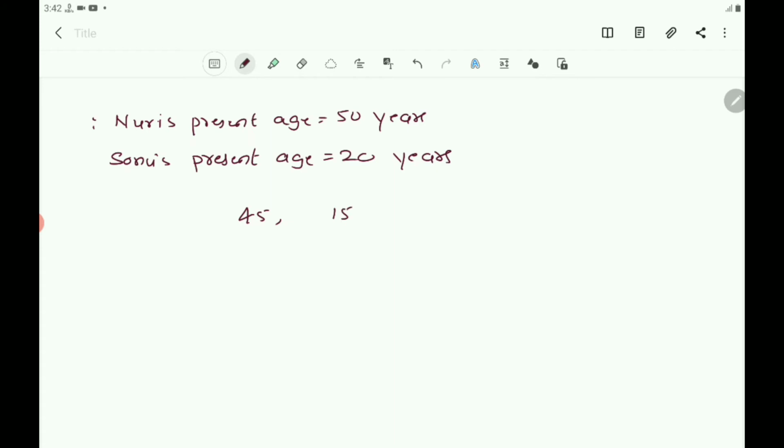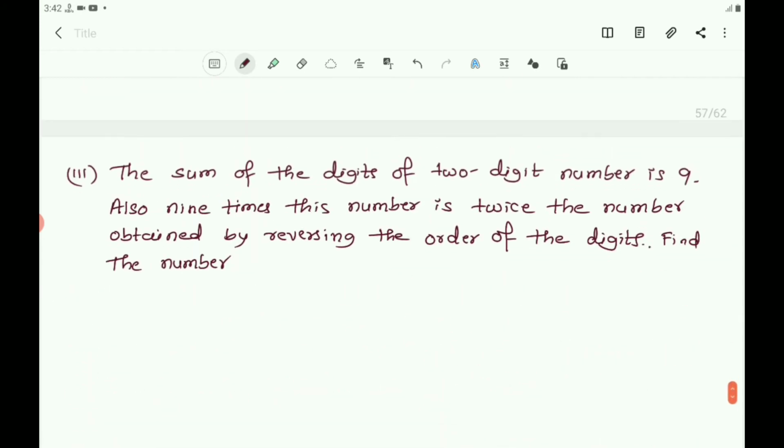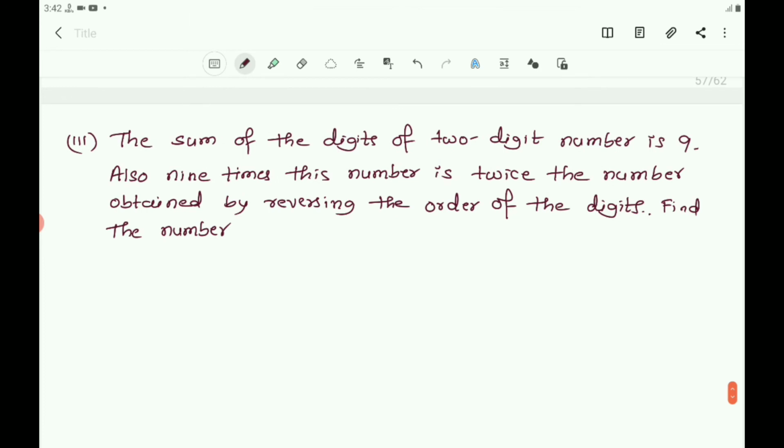So 5 years ago Nuri's age becomes 45 and Sonu's age becomes 15, that is 15 times 3 is 45. And 10 years later Nuri's age becomes 60 and Sonu's age becomes 30, 30 times 2 is 60. In this way, the verification says that the age of Nuri is 50 years and Sonu's present age 20 years is correct here. Next, let us take the next question, that is the third question.